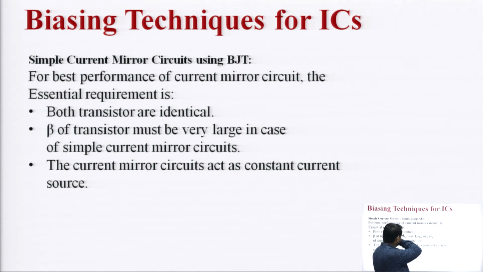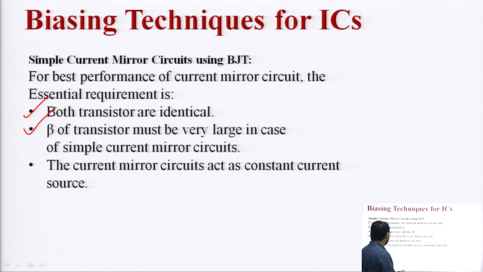So, simple current mirror. For the best performance of a current mirror circuit, both transistors are identical. We see that both transistors have equal values of beta, that is beta 1 equal to beta 2, that is beta, and beta is very large. If beta is very large, as we see in the derivation, we neglect the value of 2 by beta and we find I out equal to I reference.